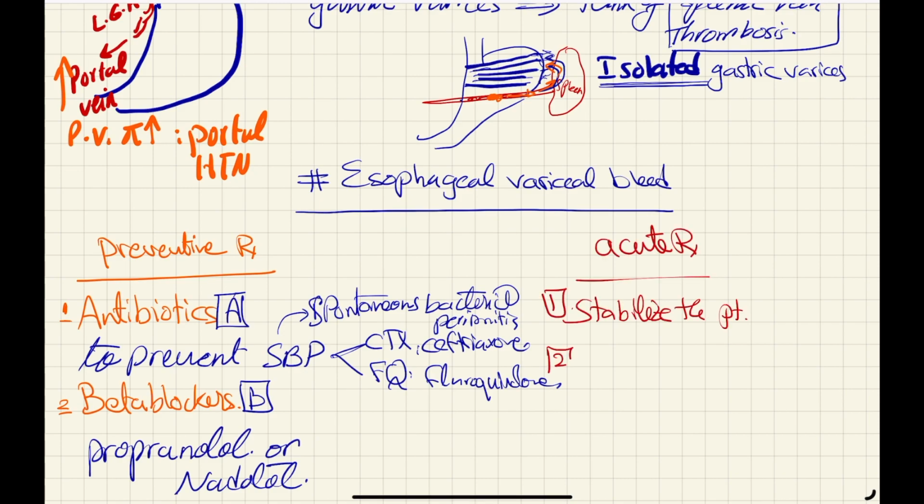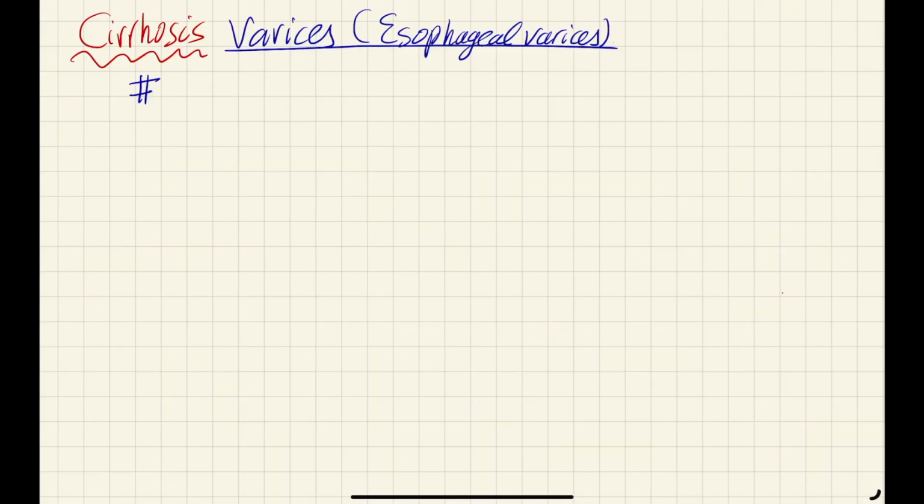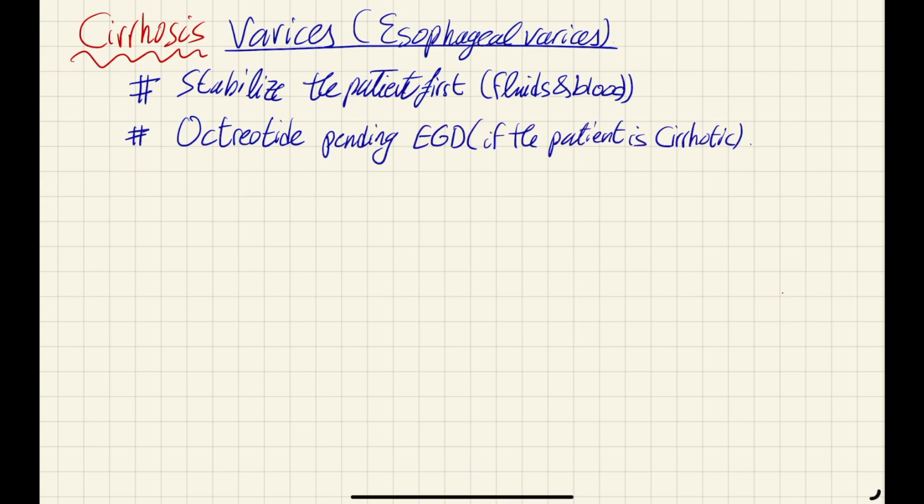For the acute treatment, we stabilize the patient. We give octreotide, EGD and banding of the varices, and TIPS, transjugular intrahepatic shunt. We will discuss it later. Now, if we want to treat a cirrhotic patient with variceal bleeding, we stabilize the patient. We follow the first rules that we mentioned. We give fluids, blood, we correct the INR, and then we give octreotide. The function of octreotide is to decrease the portal hypertension. So the mechanism of action of octreotide is that it decreases the portal pressure via splanchnic dilatation of the abdominal vessels.